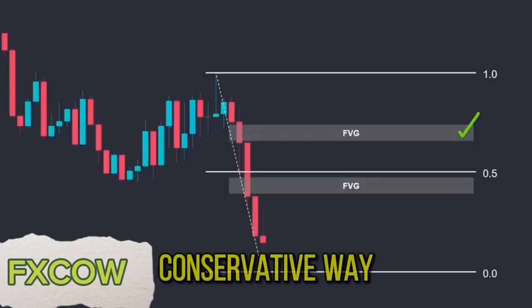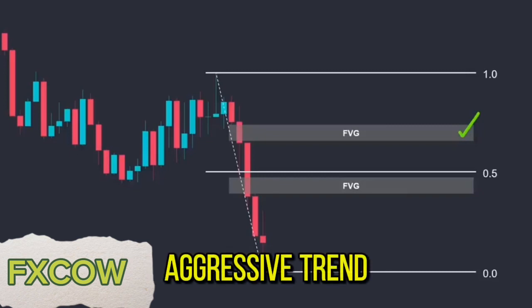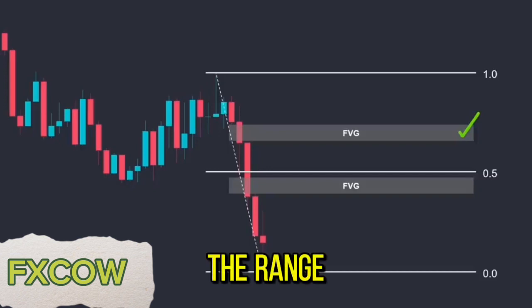This is a more conservative way to enter the trades, which also results in a higher risk to reward ratio. It works best when the market is making deep retracements. But if we are witnessing an aggressive trend, selling on the discount side of the range can also be profitable.